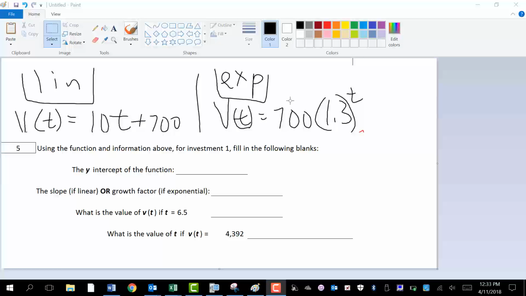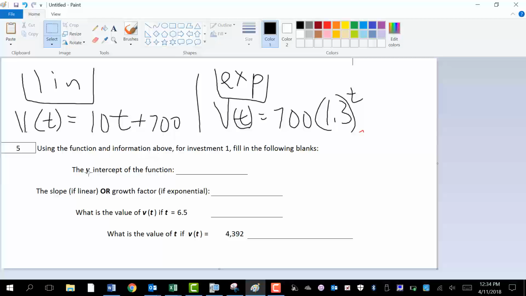If you watched videos 1 through 4, it was an exponential one. But I also gave an example that if it had been a linear one, this would have been the function here. I gave an example: if it went up by 10 every year, then it would be 10 times t, for the time in years, plus 700, or the beginning value.